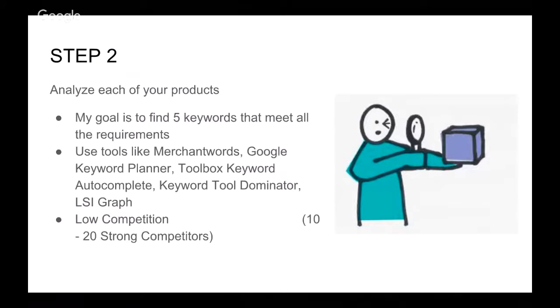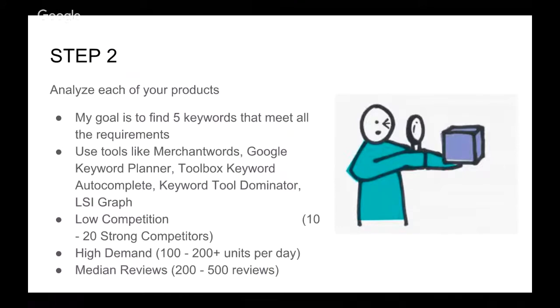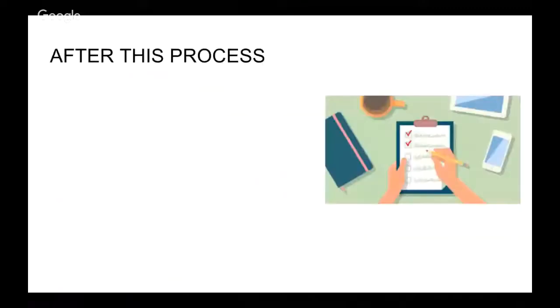The requirements that I look for are low competition, between 10 and 20 strong competitors. High demand: I look for at least 100 units a day for the whole niche, maybe 200. If you find more, it's better. And the median reviews between 200 and 500. That's what Seth recommends. I recommend to stay at 200 or less.